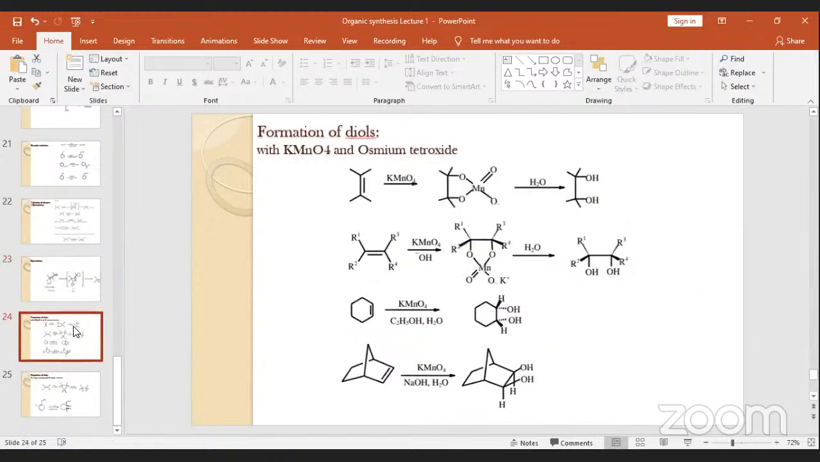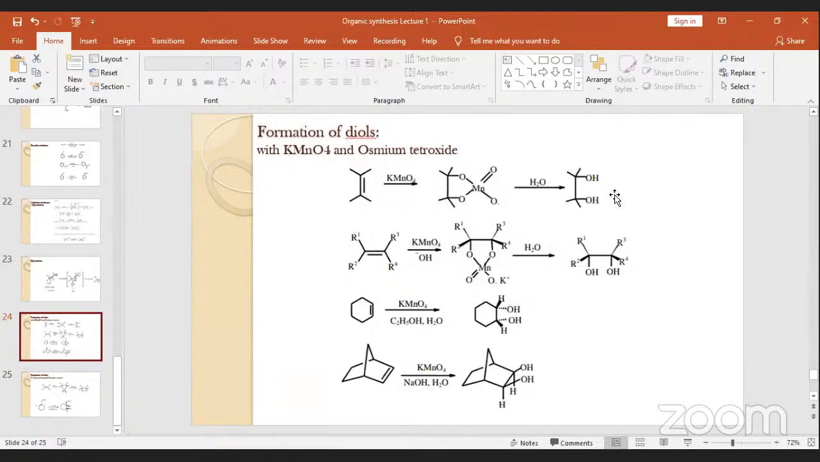Another synthetically useful oxidation reaction is formation of diols. So from where are they formed? Formation of diols, again from alkenes. This is indirectly oxidation of alkenes only. Oxidation of alkenes either by using KMnO4 or osmium tetroxide can give you diols. So if you are using KMnO4 or osmium tetroxide, you will get a cis-diol. It's also a stereospecific reaction. So this is just a broad general reaction.